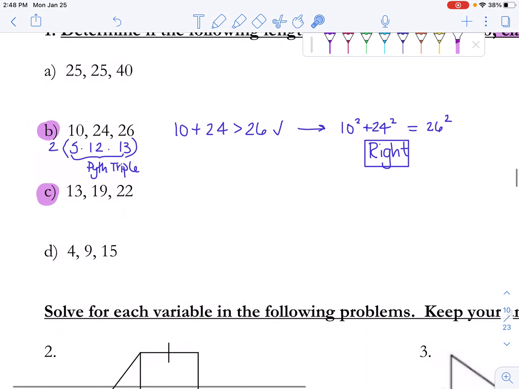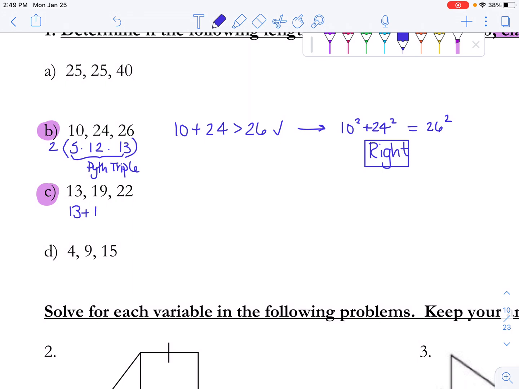Okay, in part C, I wanted to do this one with you guys to remind you to always make sure that the longest side is your C. So in this one, it is written in order, but not all of them will always be written in increasing order where the last number is the biggest. So just be careful as you're looking through to make sure that they are in fact the biggest.